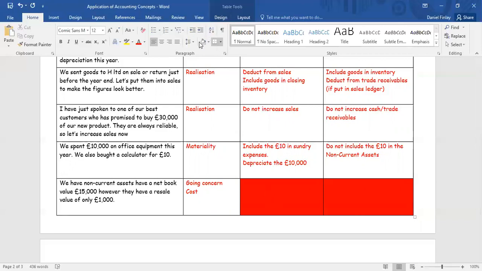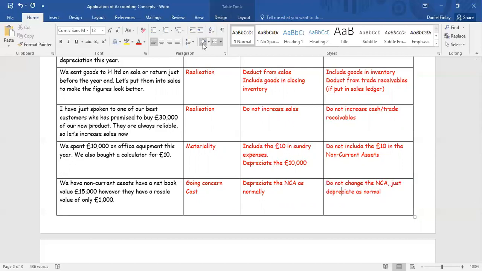So on the income statement, all I have to worry about is the normal depreciation. And on the soft, I keep the net book value as £15,000 and depreciate as normal. I hope all that makes sense.